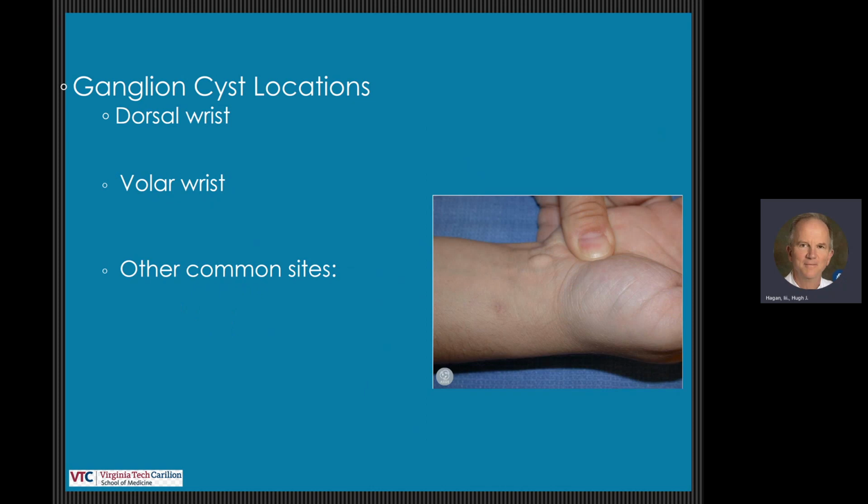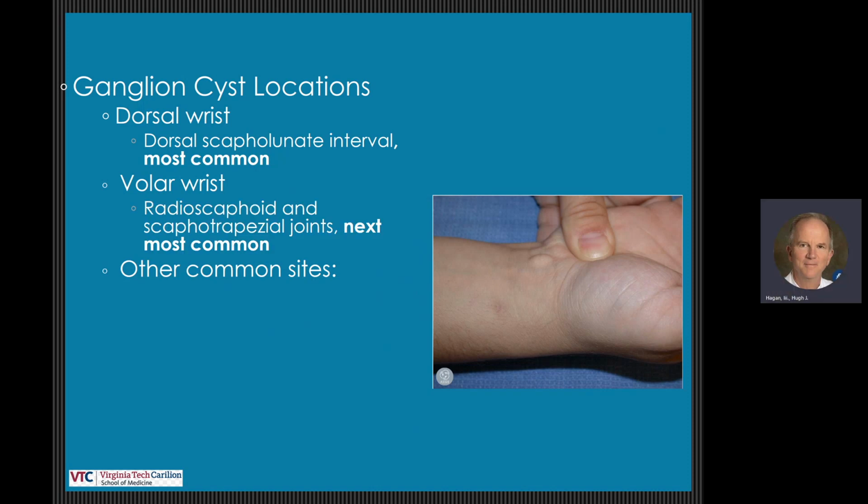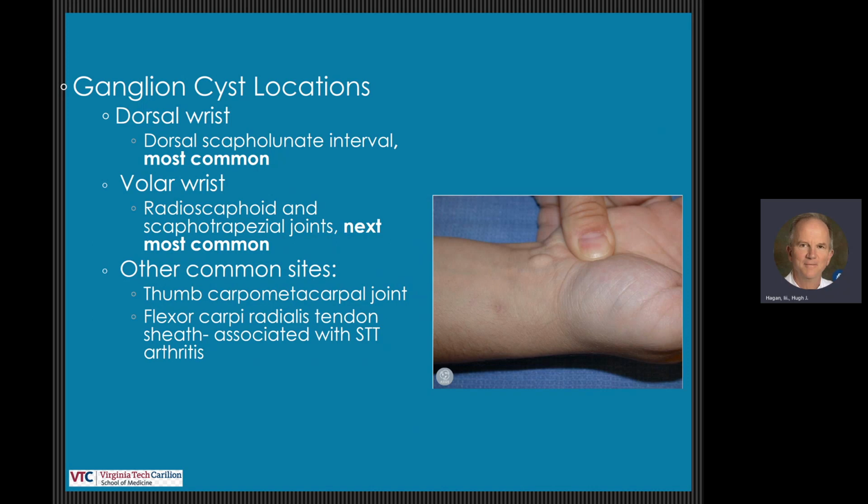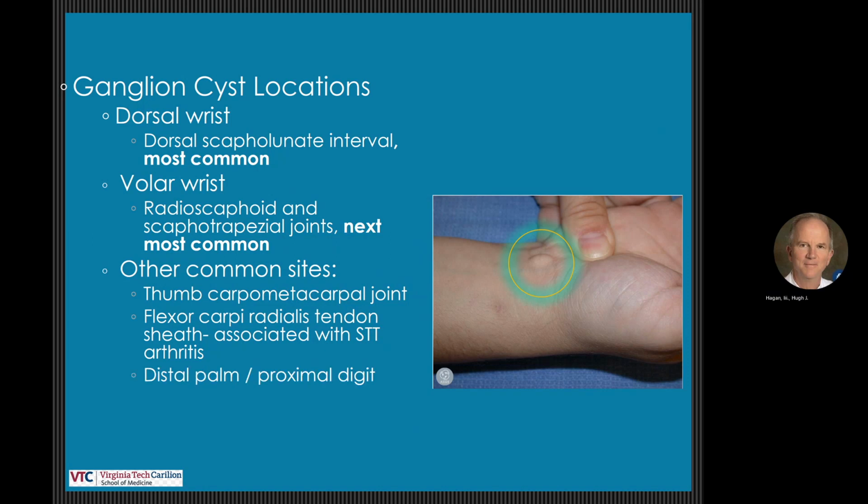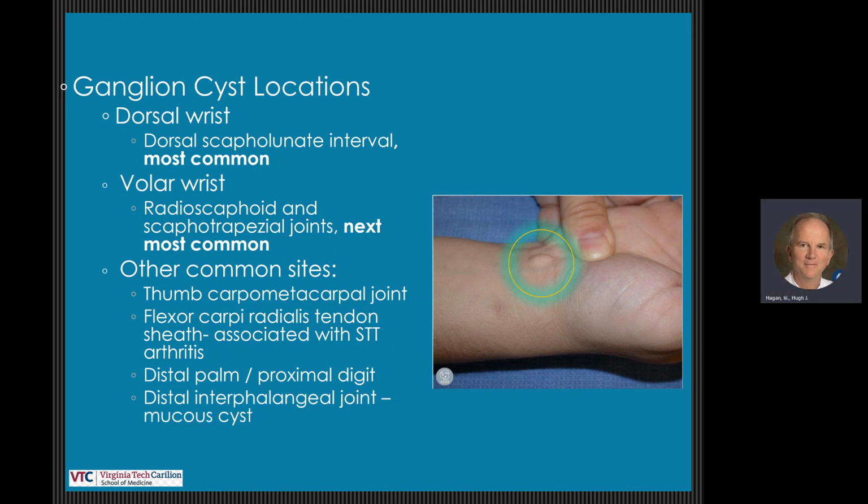Ganglion cysts can be located on the dorsal wrist, most commonly at the scapholunate interval, or on the volar wrist at the radioscaphoid and scaphotrapezial joints, which are the next most common. And there are other common sites, such as the thumb carpometacarpal joint, the flexor carpi radialis tendon sheath, associated with STT arthritis in many cases, the distal palm or proximal digit, and the distal interphalangeal joint, otherwise known as a mucus cyst.